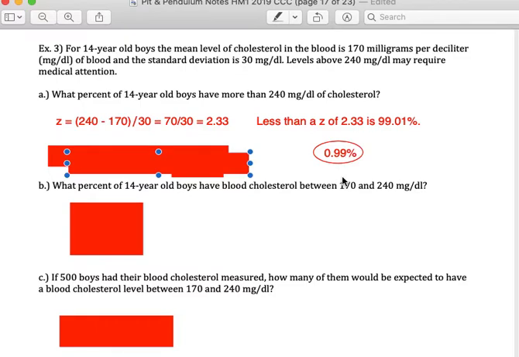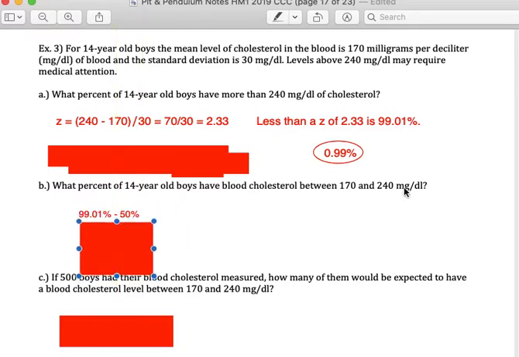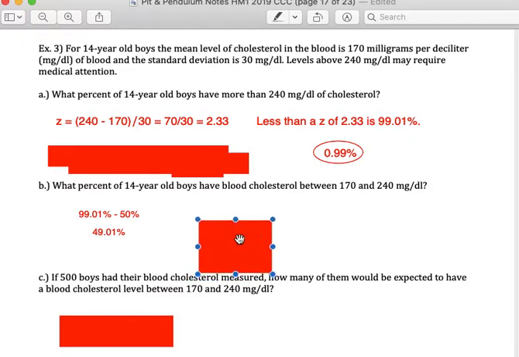What's the z-score for 170 going to be? 0. Okay, and that percentage is 50%. Okay, and so we have already calculated the z-score up here for the more than 240, so we know less than is that 99.01, and so 49.01% of boys have that cholesterol between 170 and 240, so just about 50%.